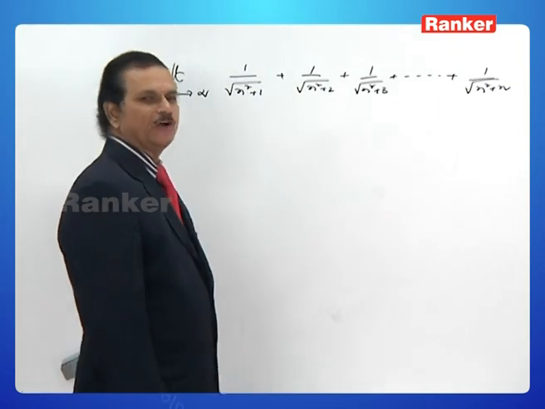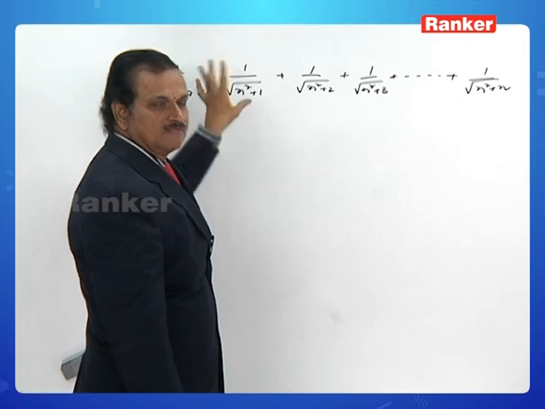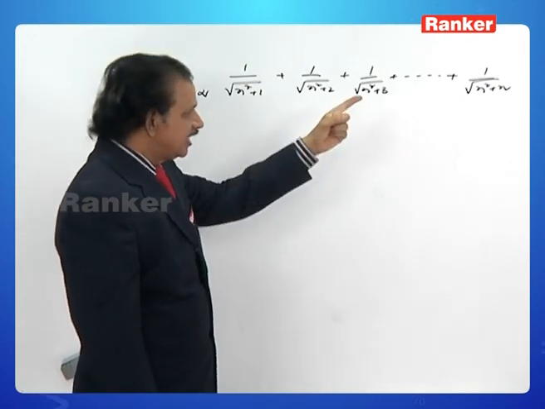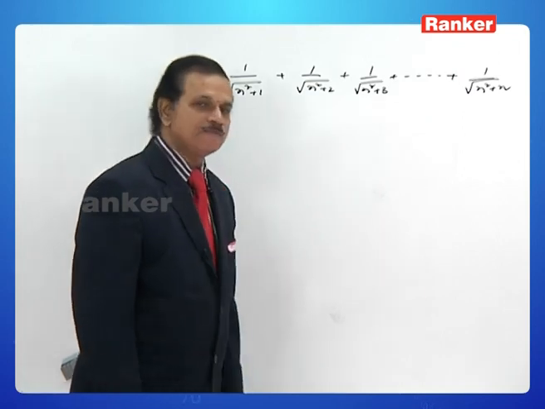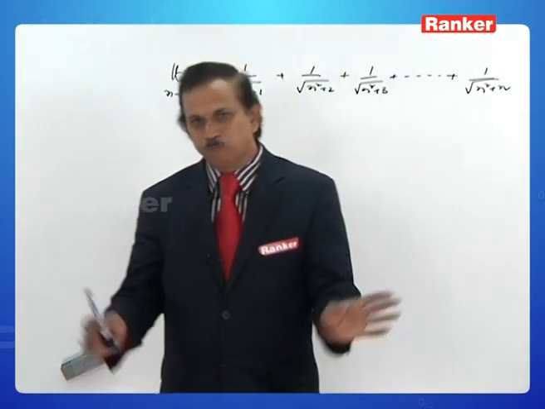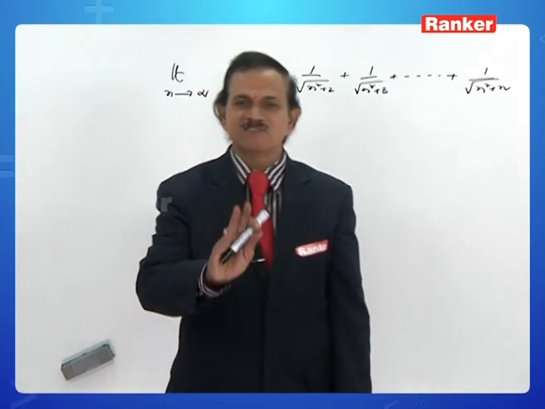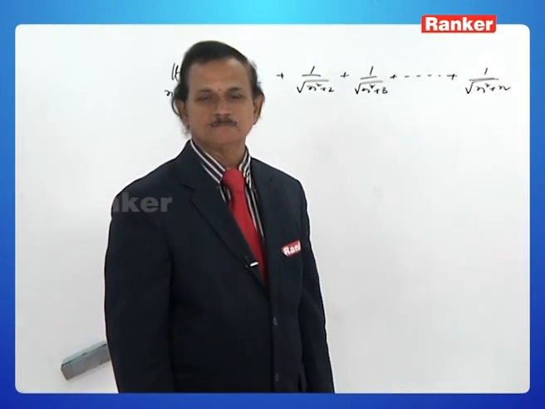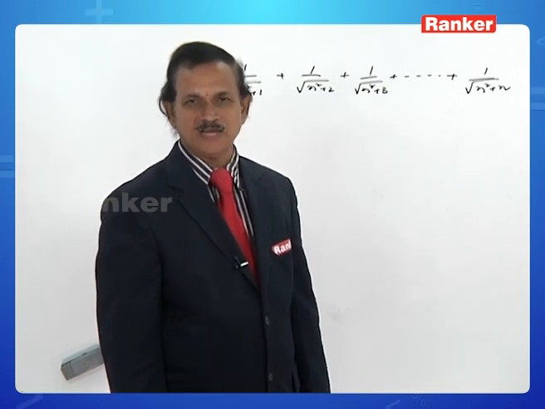You just adjoin n in the numerator of the first term and find the limit. Then adjoin n in the numerator of the last term and find the limit. If both these limits are equal, then the sandwich theorem is to be used. I think you could follow that.